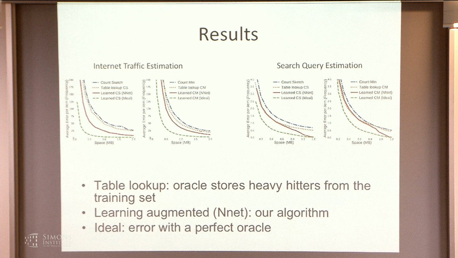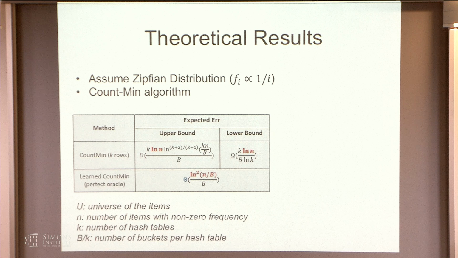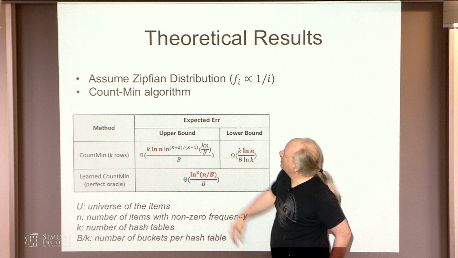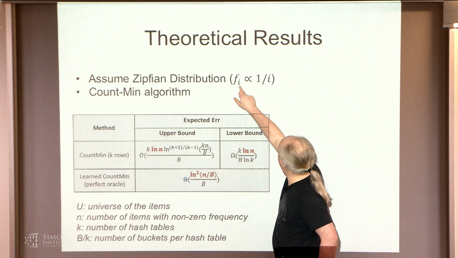Right. So I think that I have about 5 minutes left, so let me just speed up. Let me just mention briefly our theoretical results. Basically, we try to make sense of these plots. So we did some analysis. For the analysis, we focused just on the CountMin algorithm. And we assume that the distribution is Zipfian, meaning that the frequency of the ith element is proportional to 1 over i.